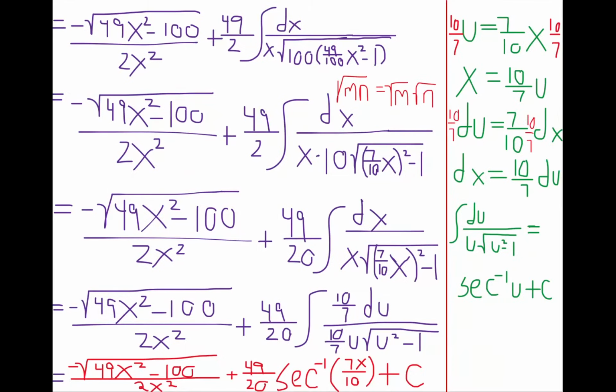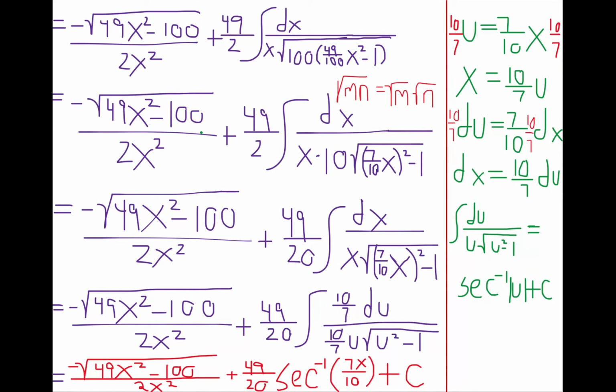Now we're almost there, and for our last step, I went ahead and wrote down this integral that you should see on your formula sheet for the common integrals that you're going to see. So we have the integral of du over u times the square root of u squared minus 1. That's actually the inverse secant of u plus c. And actually, this is supposed to be an absolute value right here. Let me write that down.